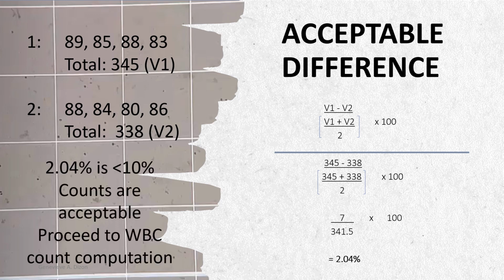2.04% is less than 10%. That makes this count acceptable. Then we proceed to the WBC computation.